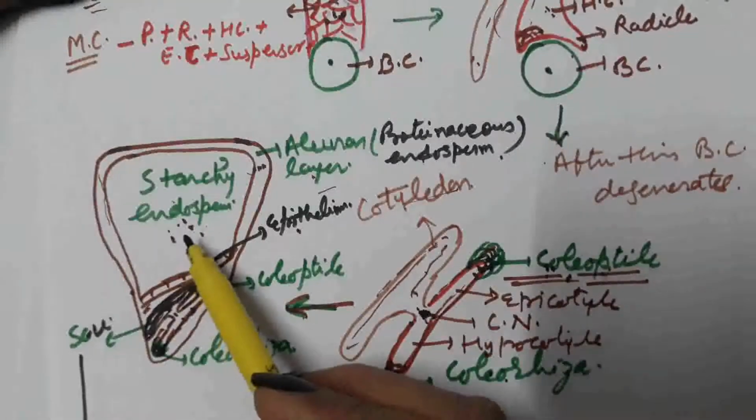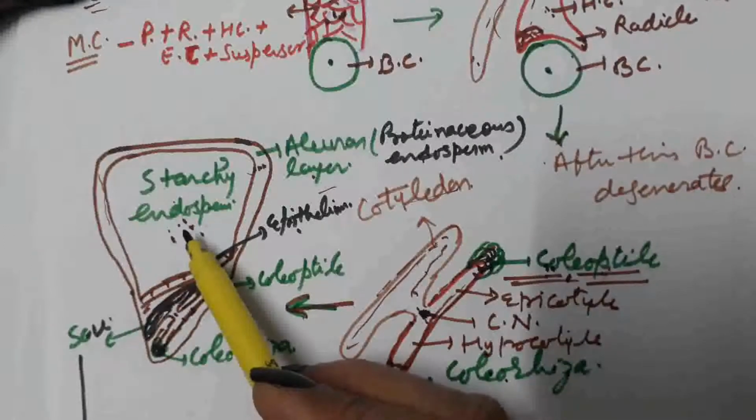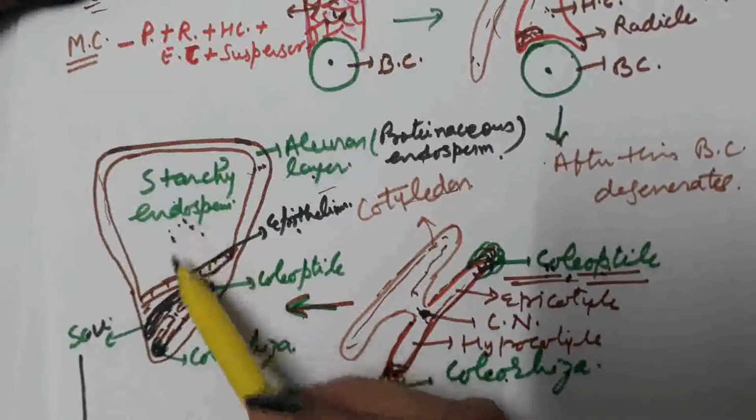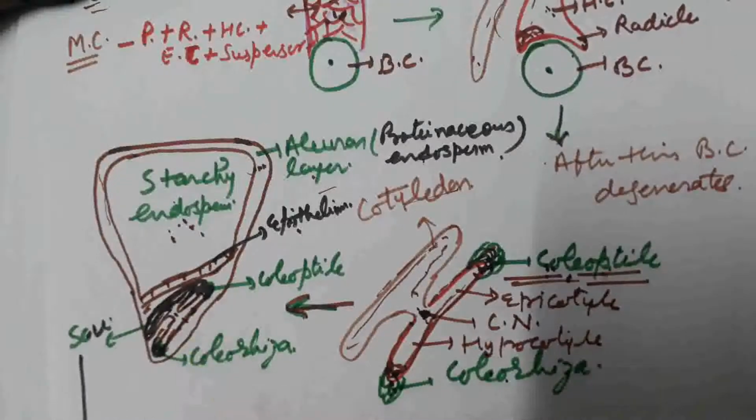On digestion, the food material in the endosperm comes in dilution or solution form and passes to the cotyledon, and then from the cotyledon it passes to the embryonal axis.